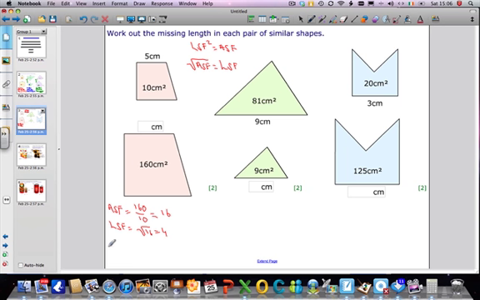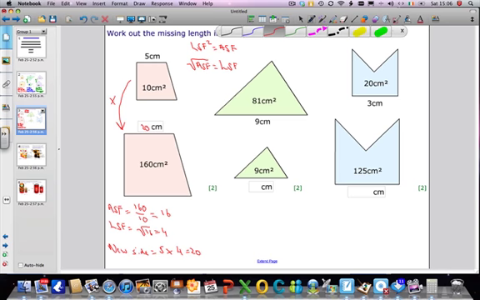So the new side is going to be equal to the old side, because again we're going from a small shape to a big shape, so we're going to multiply. It's 5 multiplied by 4, and 5 times 4 is 20. So our new side should be 20 centimeters long.